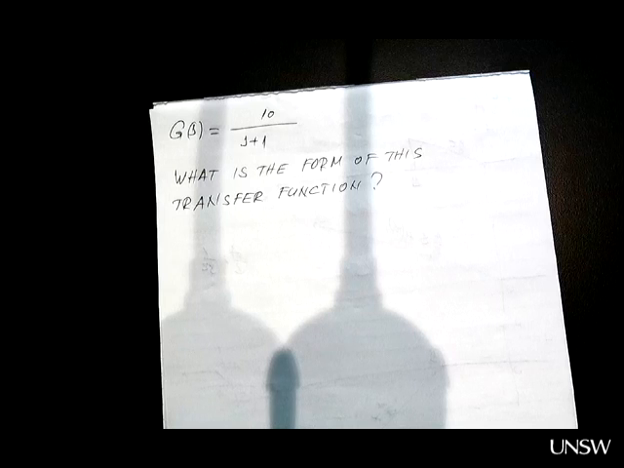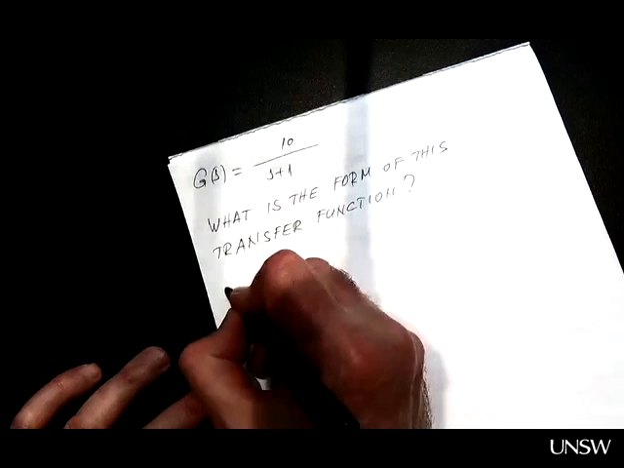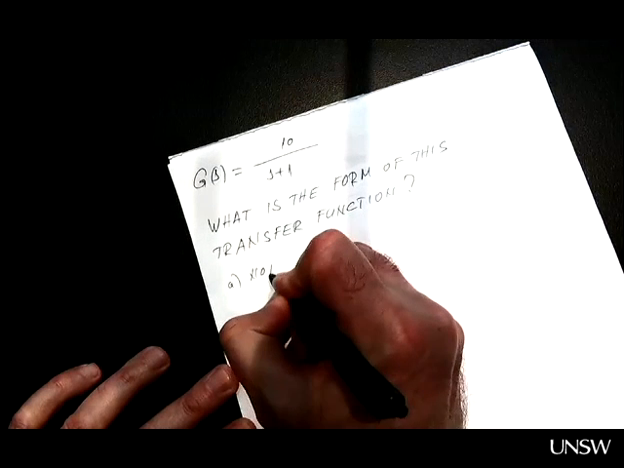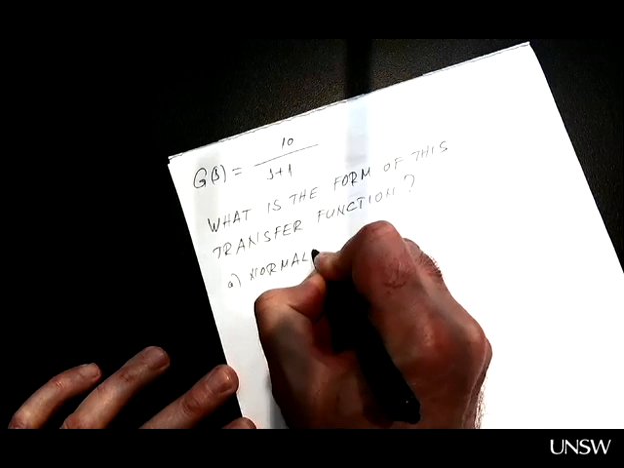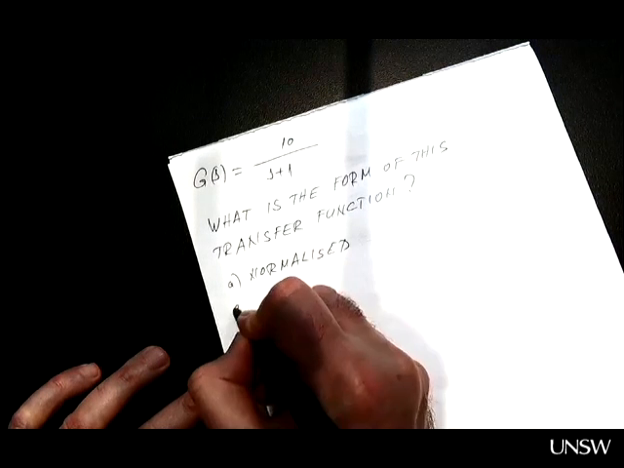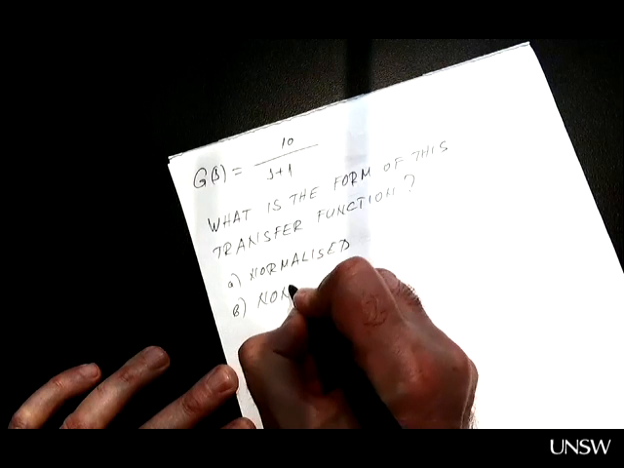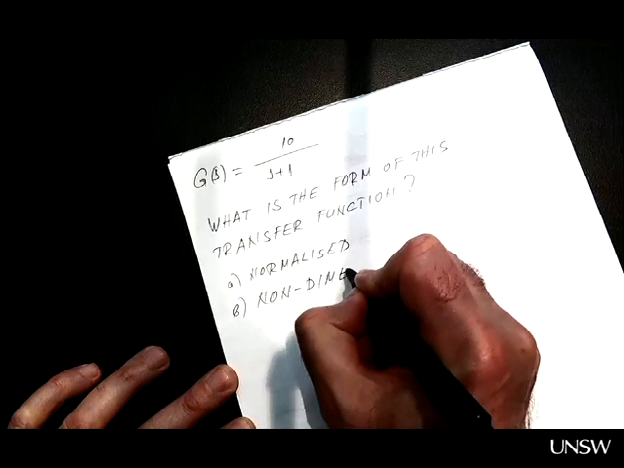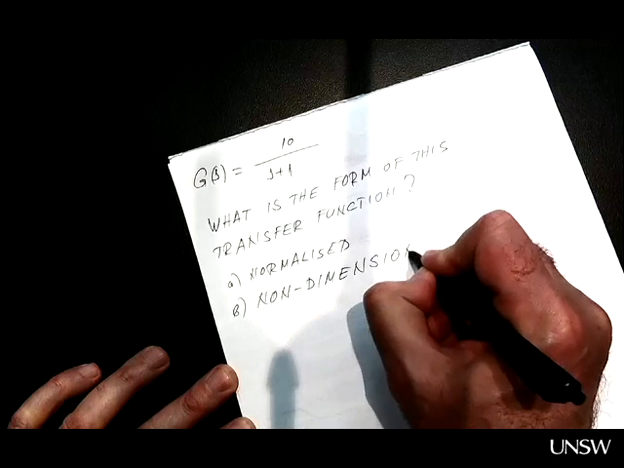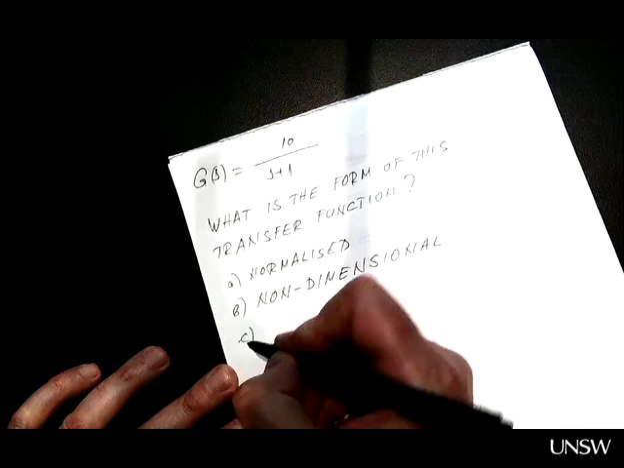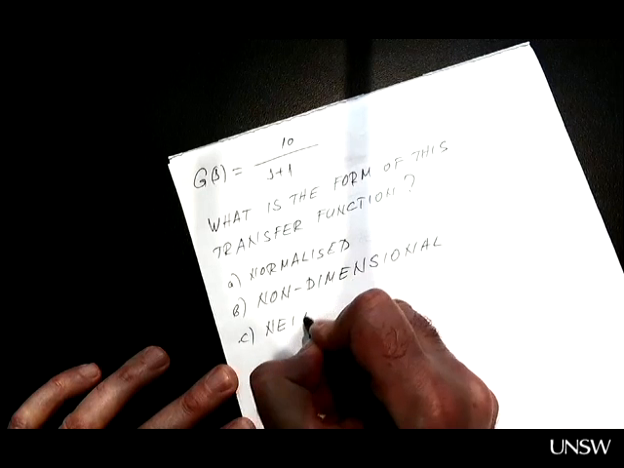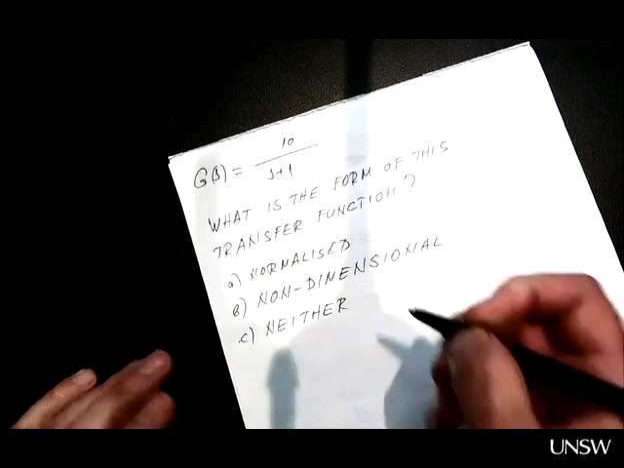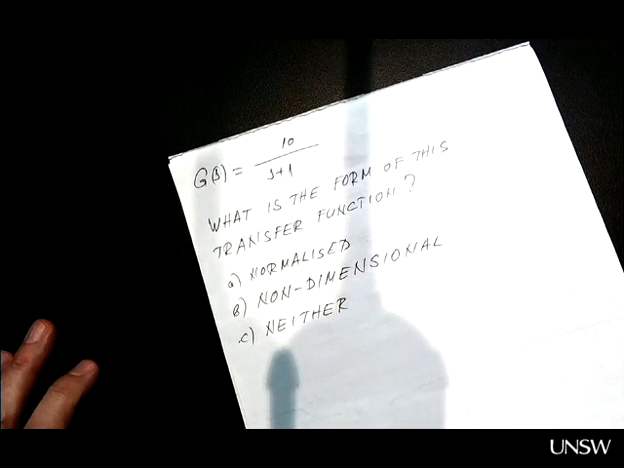Do you understand the question? Then it's very hard to give an answer. So is it A, normalized, B, non-dimensional, or C, neither? Does this make more sense?